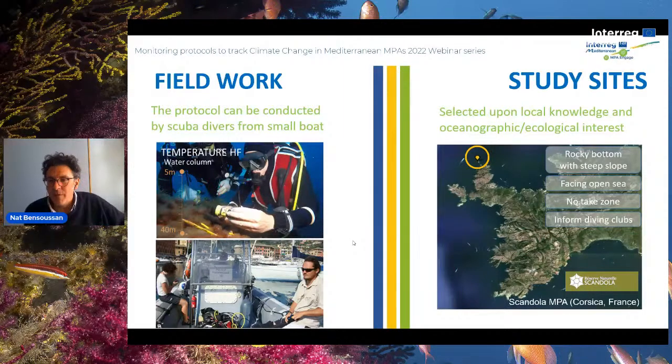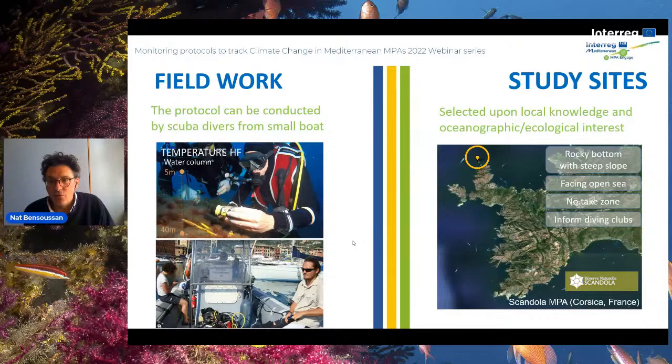Some important aspects when selecting the site: it should be rocky bottom with a steep slope, facing the open sea. We want to document local conditions, not particular conditions in a cove. Although this can be done, what we present in TMedNet is generally sites facing the open sea.